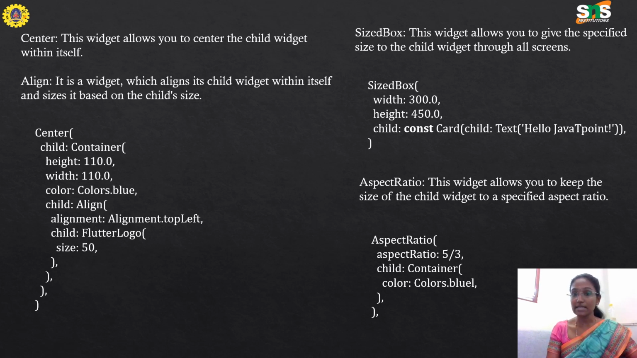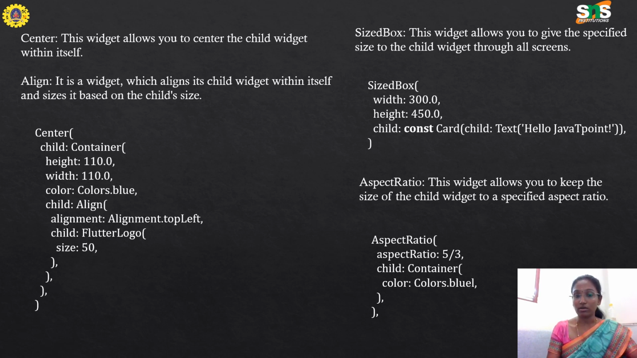Next one is SizedBox, which has a specified size. It will work on your child widgets across all the screens. Here SizedBox is the class name. We have what height I want, what width I want, and what child. We have to construct it as a constant. Const is a constant. It's a card I will work on, the Hello Java Point.